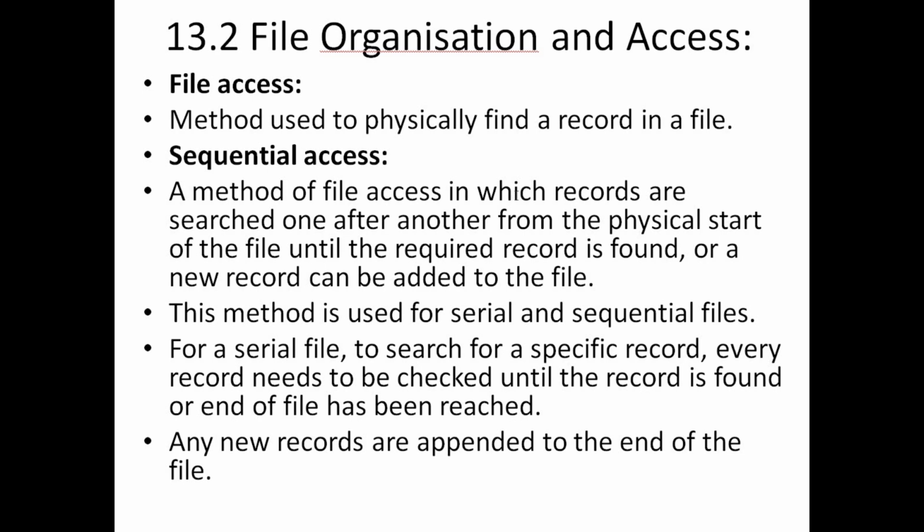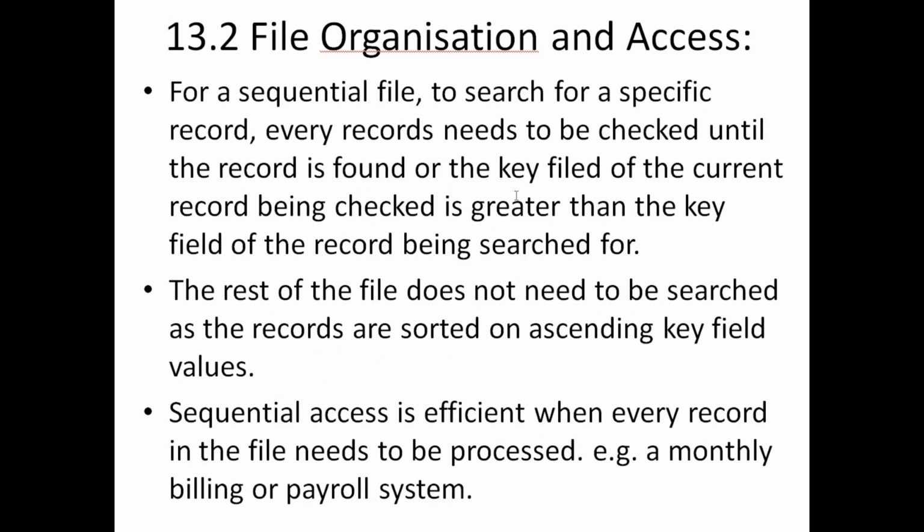For a serial file, to search for a specific record, every record needs to be checked because over there we don't have any order. The values are time stamped, they are not in order, whereas for a sequential file you can only check until the record is found or until the value of the key field in the file is greater than the item you are looking for. If you have done your past papers well, we have had this type of question in past papers for paper 2 as well.